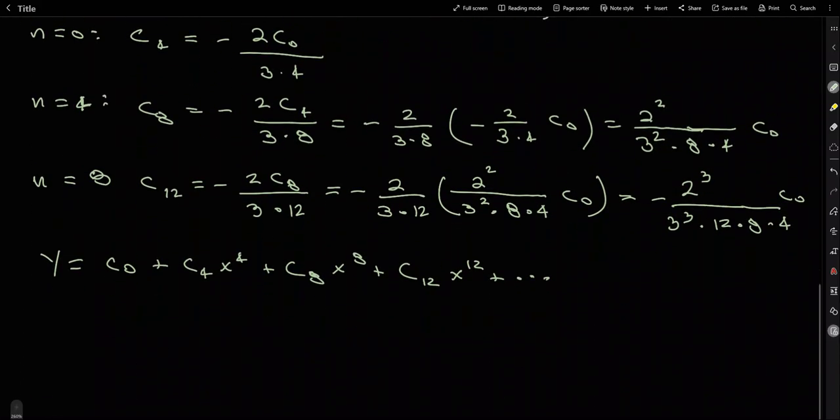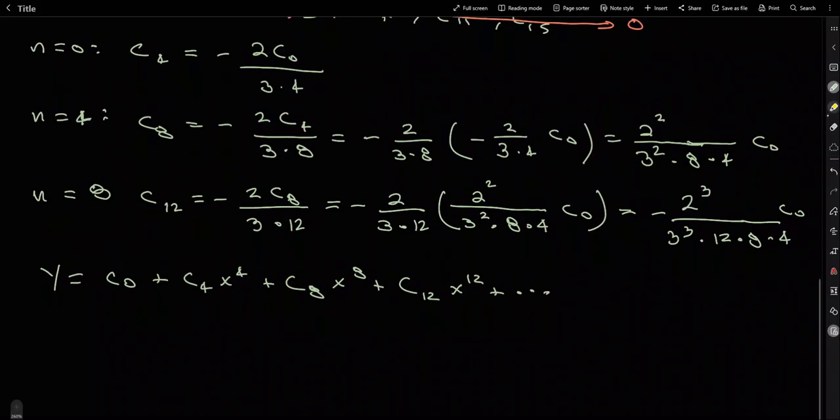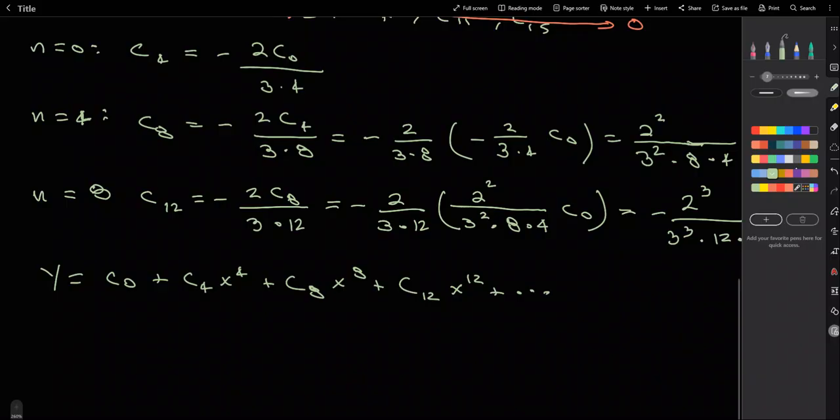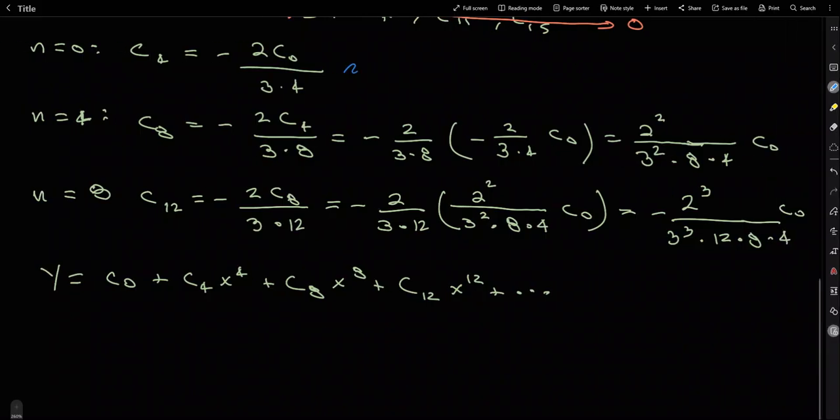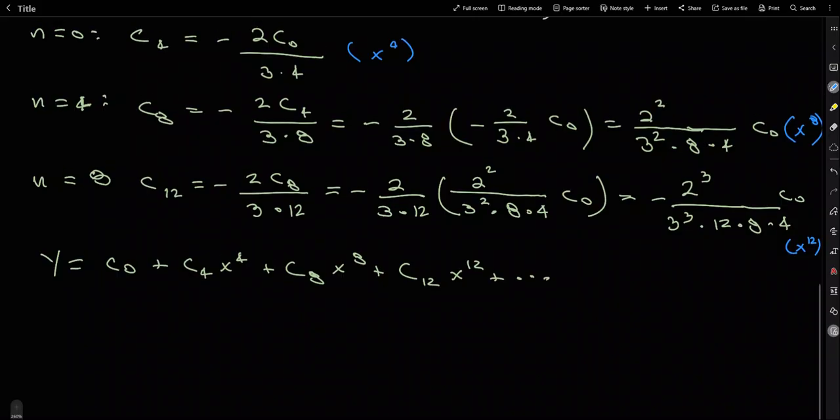So in this case, just so you can relate to the numerical value we got for c sub 4, that will be the coefficient of x to the fourth. This will be the coefficient of x to the eighth. And this coefficient is going to be the coefficient of x to the 12th. So simply write it into the series.